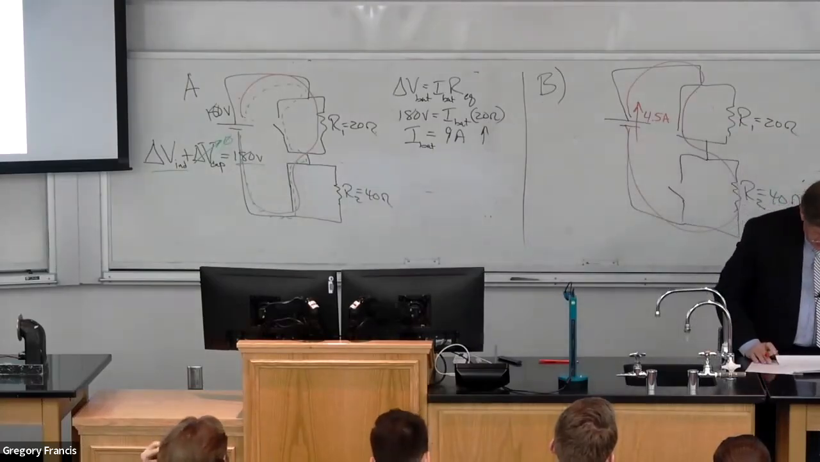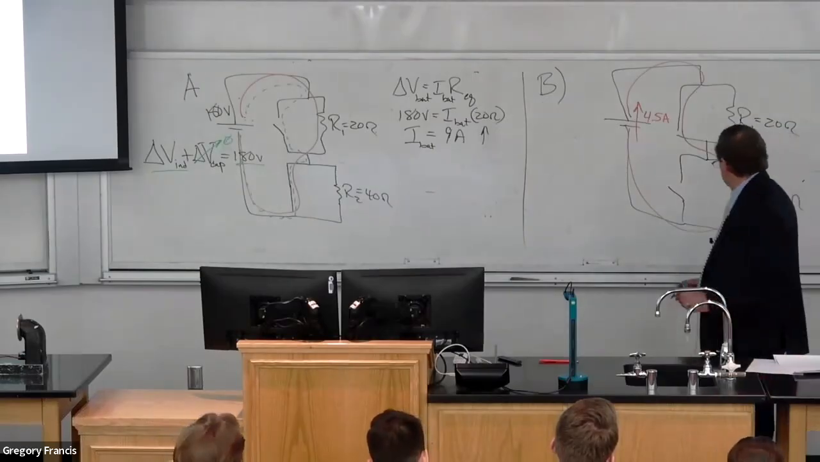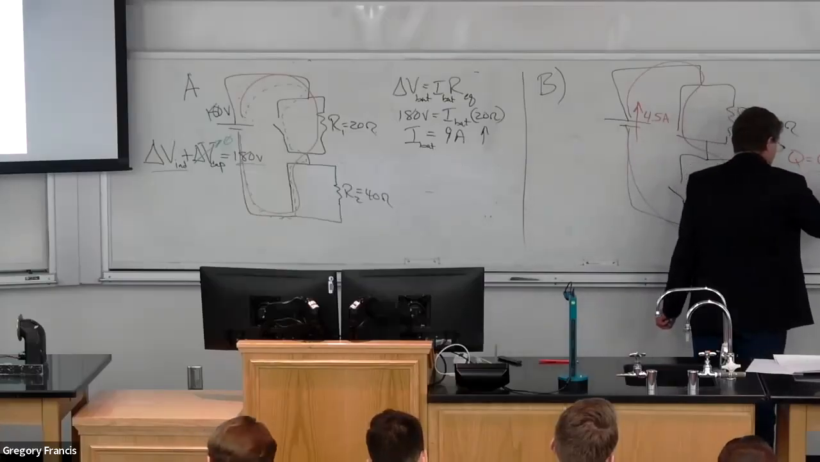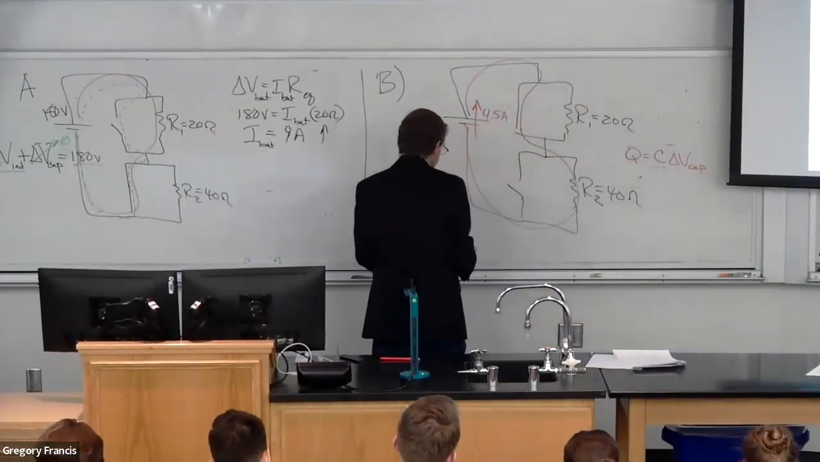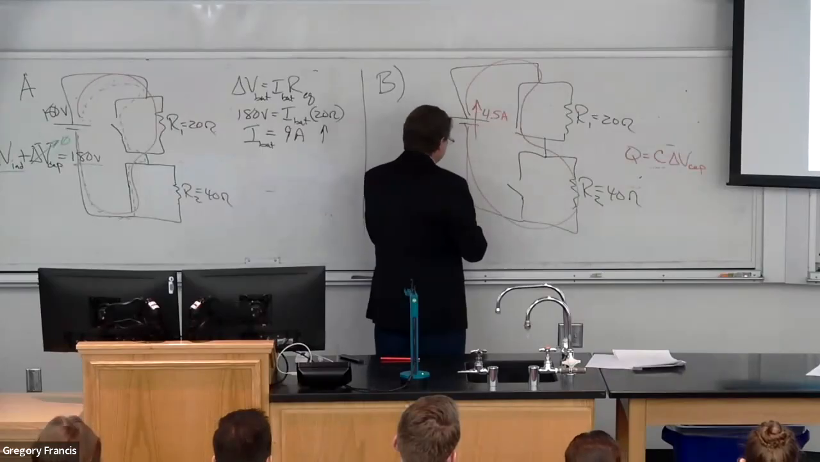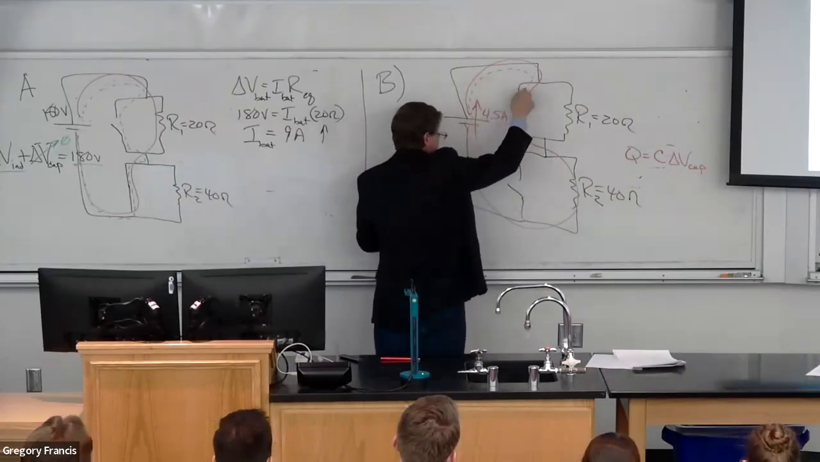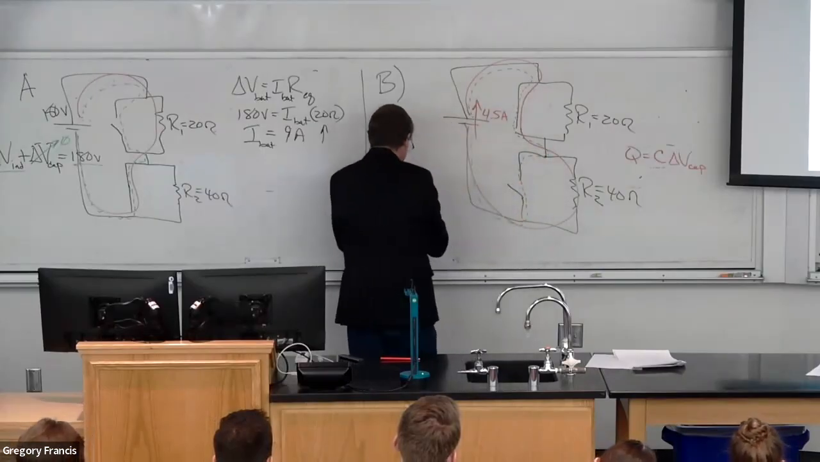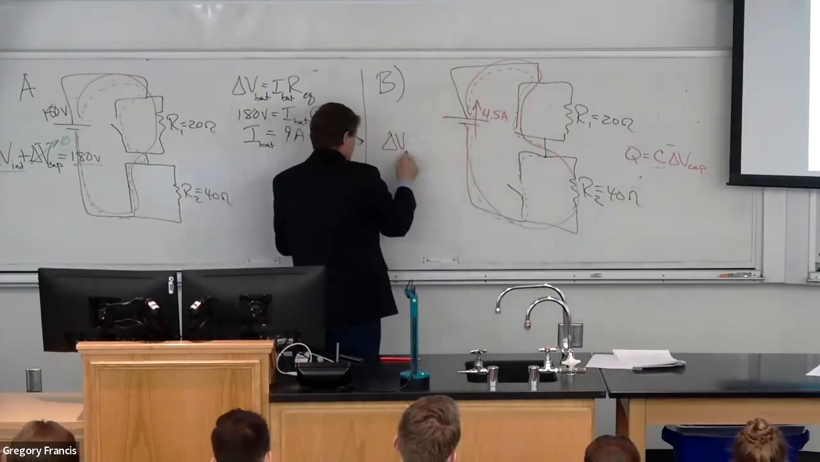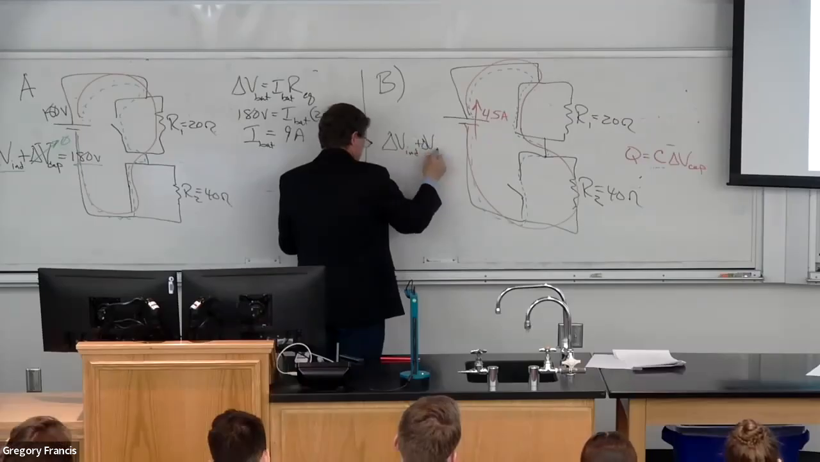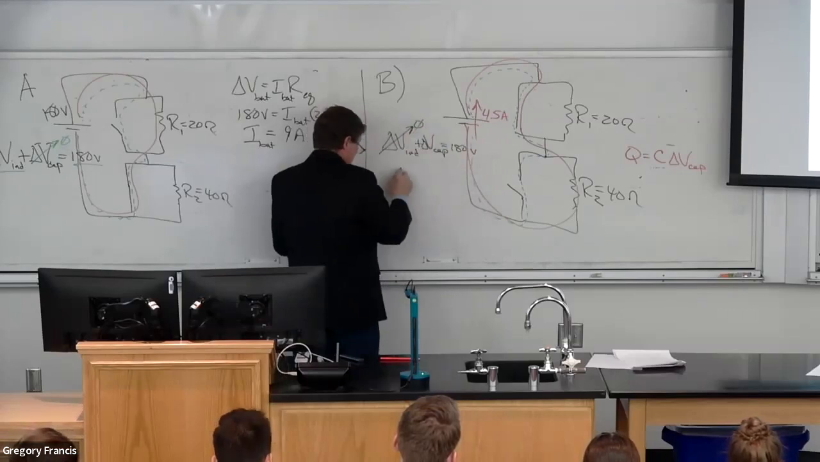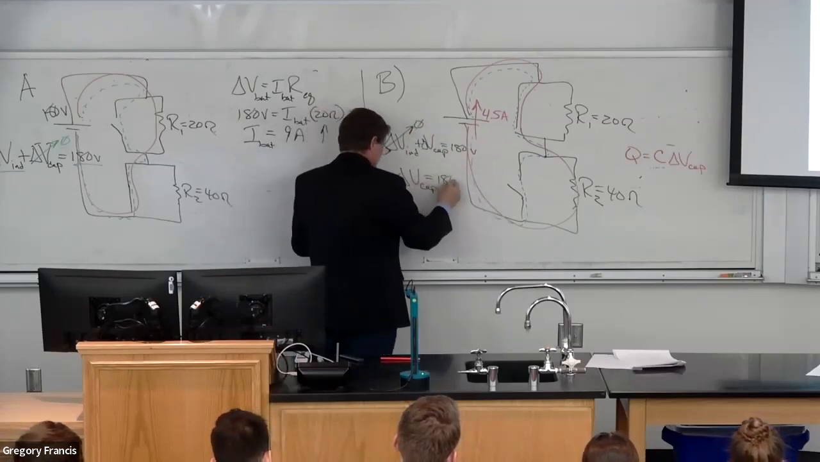And then we want to know the charge stored in the capacitor. Well, the charge stored on the capacitor is just C times the voltage across the capacitor. Again, we can take that same path that we chose last time from one side of the battery to the other, through the inductor and the capacitor back to the battery. So again, the voltage across the inductor plus the voltage across the capacitor is 180 volts, but now it's the inductor that's acting like a wire. So that means the voltage across the capacitor is 180 volts.